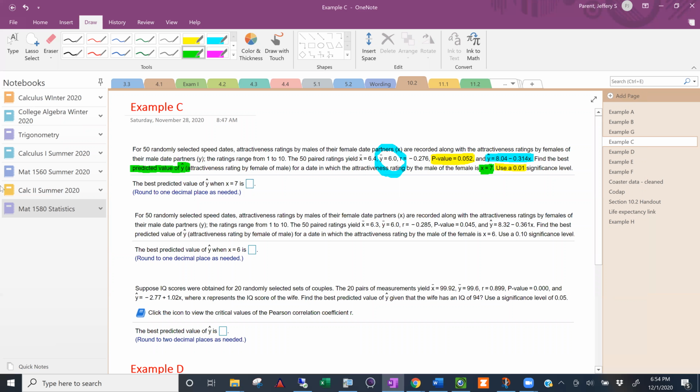So I've got it circled here in blue. Right here. That's where they tell you y bar is 6. And that's the best you can do in terms of predicting. It's just saying, you know what? I'm just going to use the average because my slope wasn't significantly different than 0.